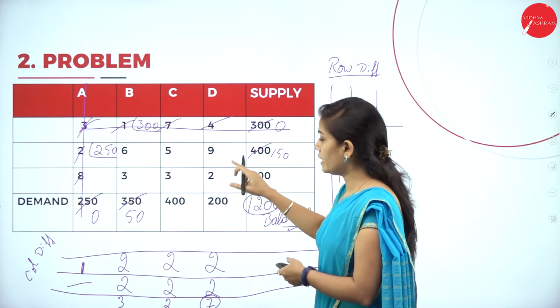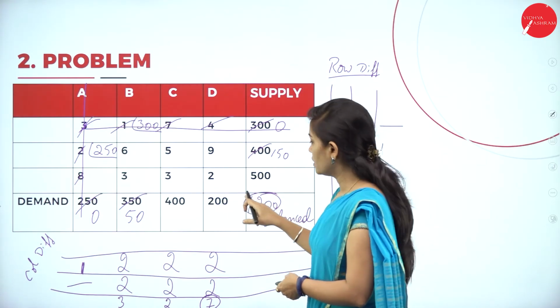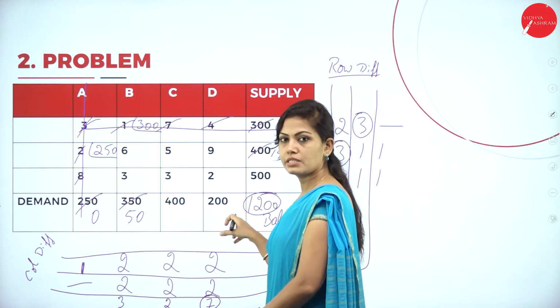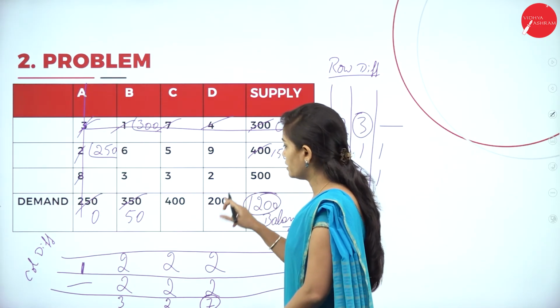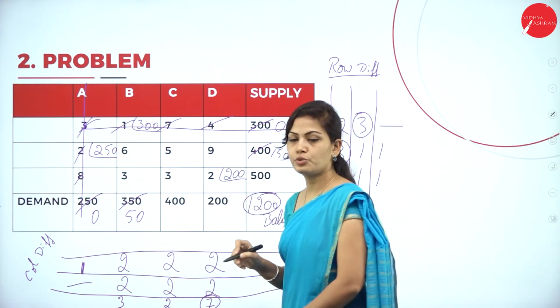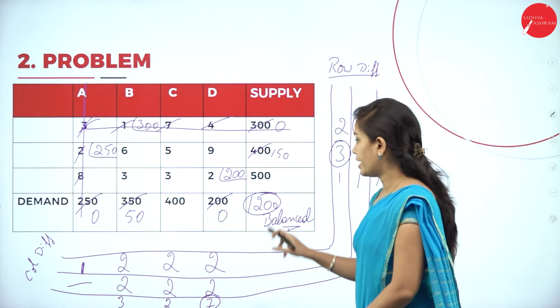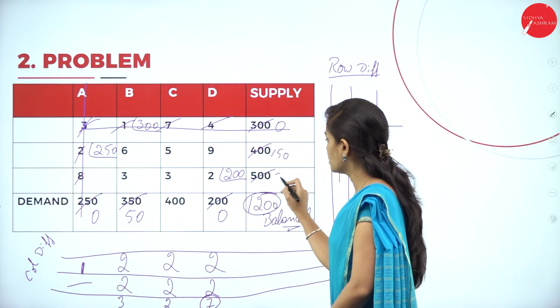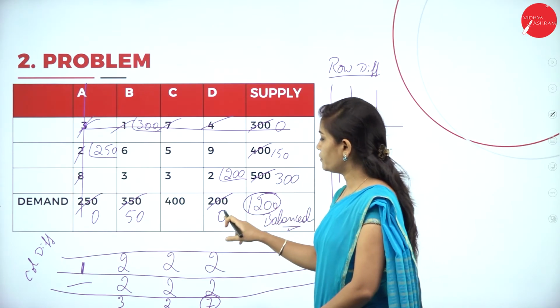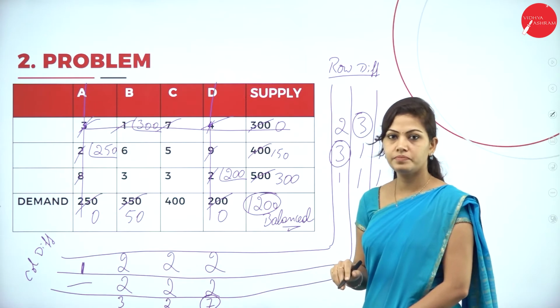In this column, the least value is 2. I will take this as the least cell. So out of this, you just check the supply value and demand value. Demand value is lesser than supply value. I will allocate 200 to this cell. It will become 0. And 500 minus 200 is 300. And if it is 0, I can cancel this entire column.